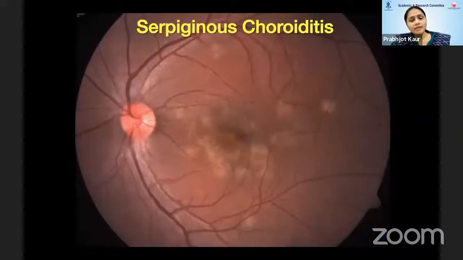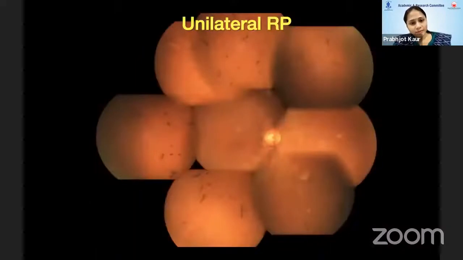Another entity one might get confused with DUSN would be serpiginous choroiditis. But serpiginous choroiditis is again a superficial choroiditis, and these lesions are more placoid. This is more posterior pole involvement, unlike DUSN, which we just discussed. And if you do an autofluorescence, you'll be able to delineate the serpiginous pattern of involvement in these eyes.